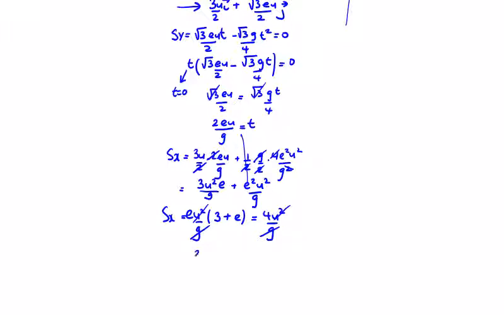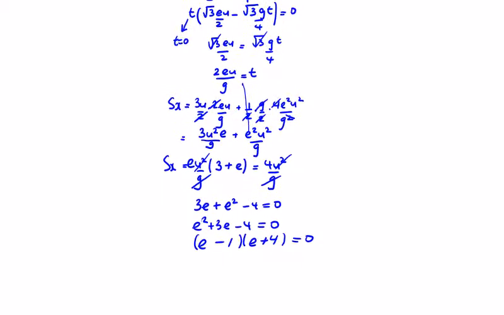Oh, we're tidying this up now. That's going to give me 3e plus e squared equals 4, minus 4 equals 0. e squared plus 3e minus 4 equals 0. I've never been so happy to see a quadratic equation in e in my life. e times e, 4 times 1, plus 4 minus 1 gives plus 3e. So e is equal to 1 or minus 4, and e cannot be equal to minus 4. So after all our work, we get the final answer of e being equal to 1.